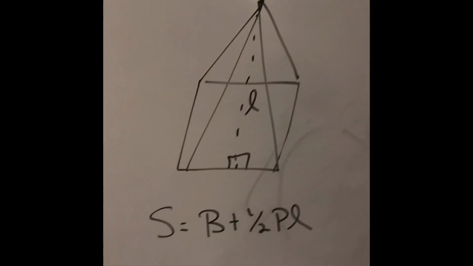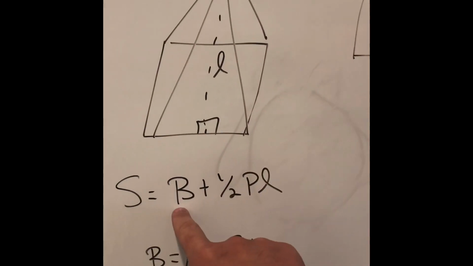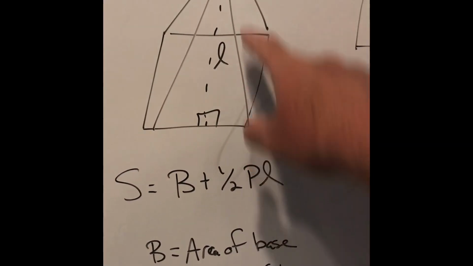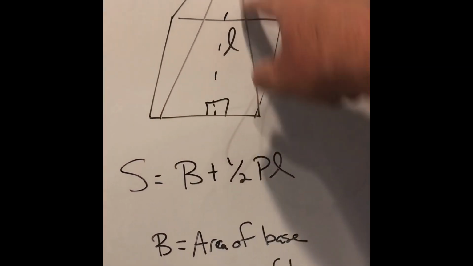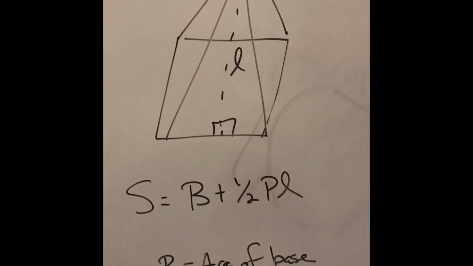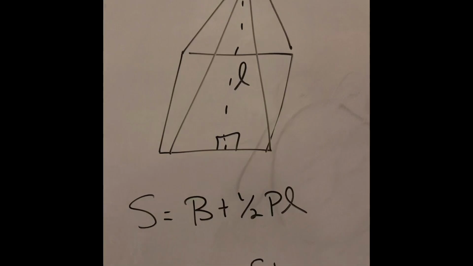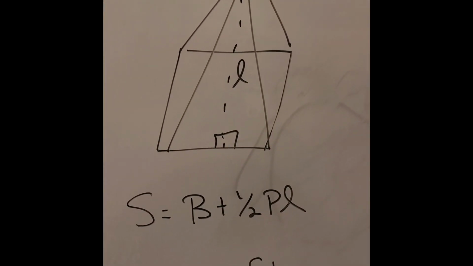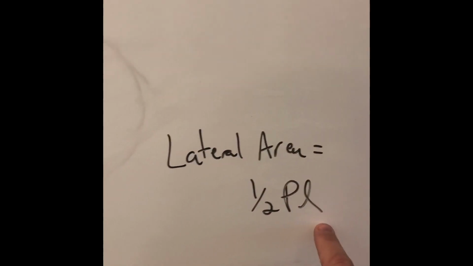The way that we find the surface area of a pyramid is we find the area of the base, there's your B, plus 1/2 the perimeter of the base times the slant height. The slant height is the height of one of these triangles that goes around here. Those triangles are lateral faces. You may have to find what's called a lateral area. The lateral area is just 1/2 the perimeter times the slant height.